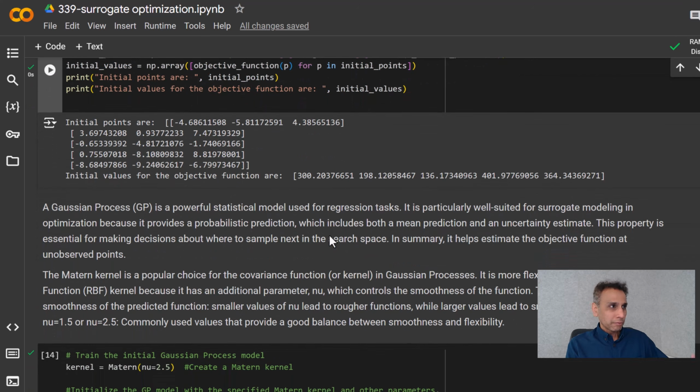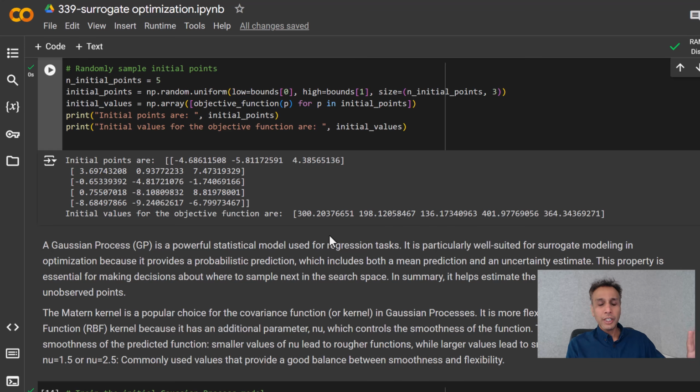Okay, so far what did we do? Initialize the points, and we looked at the initial values. So we know what the initial points are, and what the initial values are for our objective function. But we don't want to use our objective function throughout the process because that's the whole point. Our objective function is expensive computationally, and it's not efficient. So let's find a surrogate function that understands what we are trying to achieve with our objective function. So how do we do that?